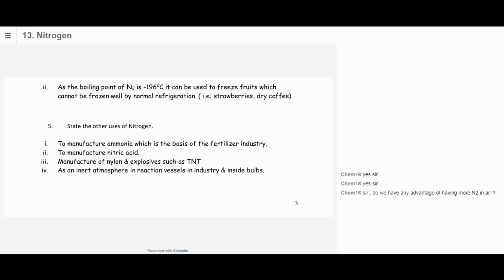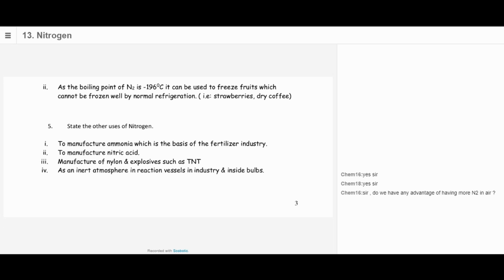Basis of the fertilizer industry, because ammonia is very important and can be used as a fertilizer. Ammonium salts like ammonium nitrate, which is a common fertilizer known as nitram, or ammonium phosphate, ammonium sulfate. Various ammonium salts are used as fertilizers because nitrogen is a very important element for plant growth and to increase crop yield.